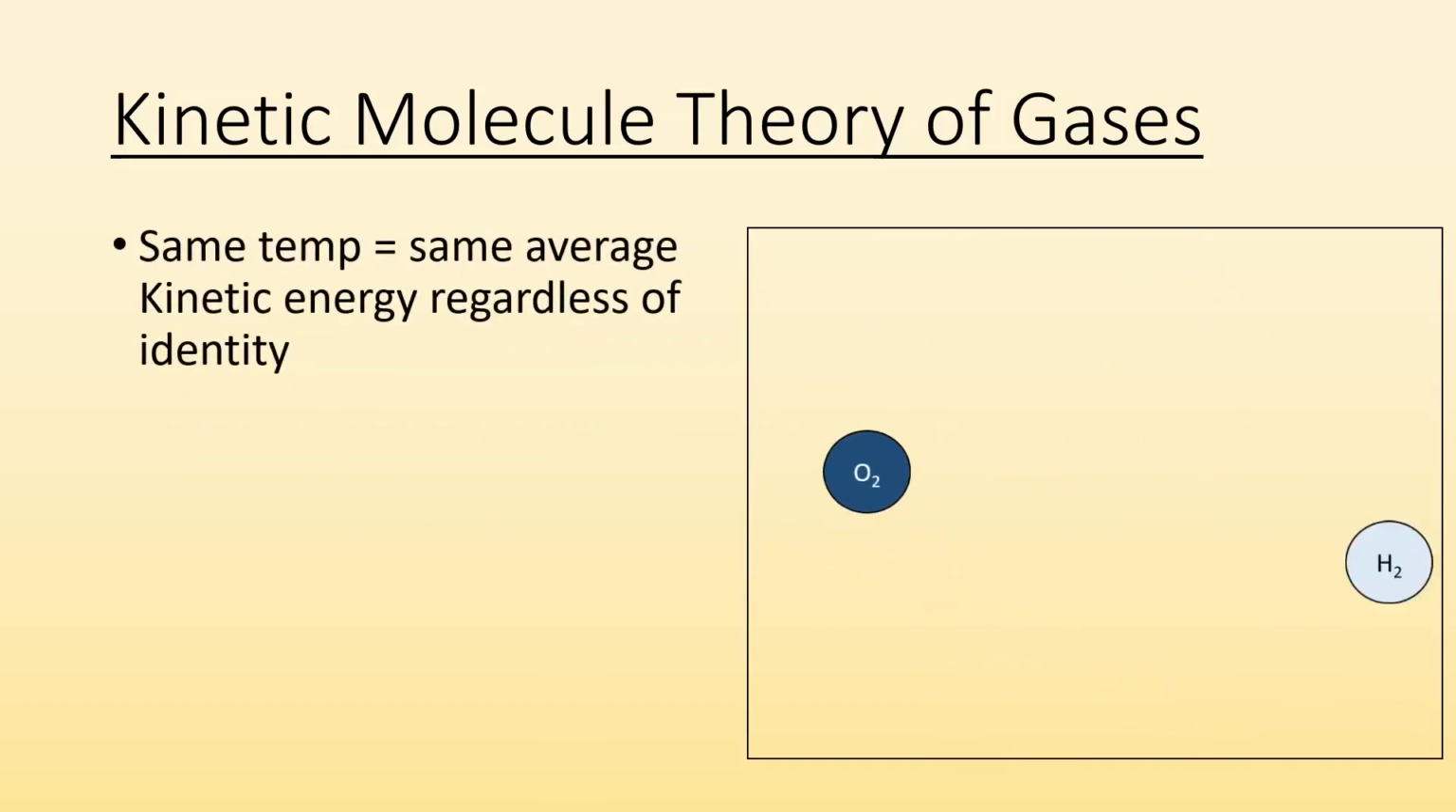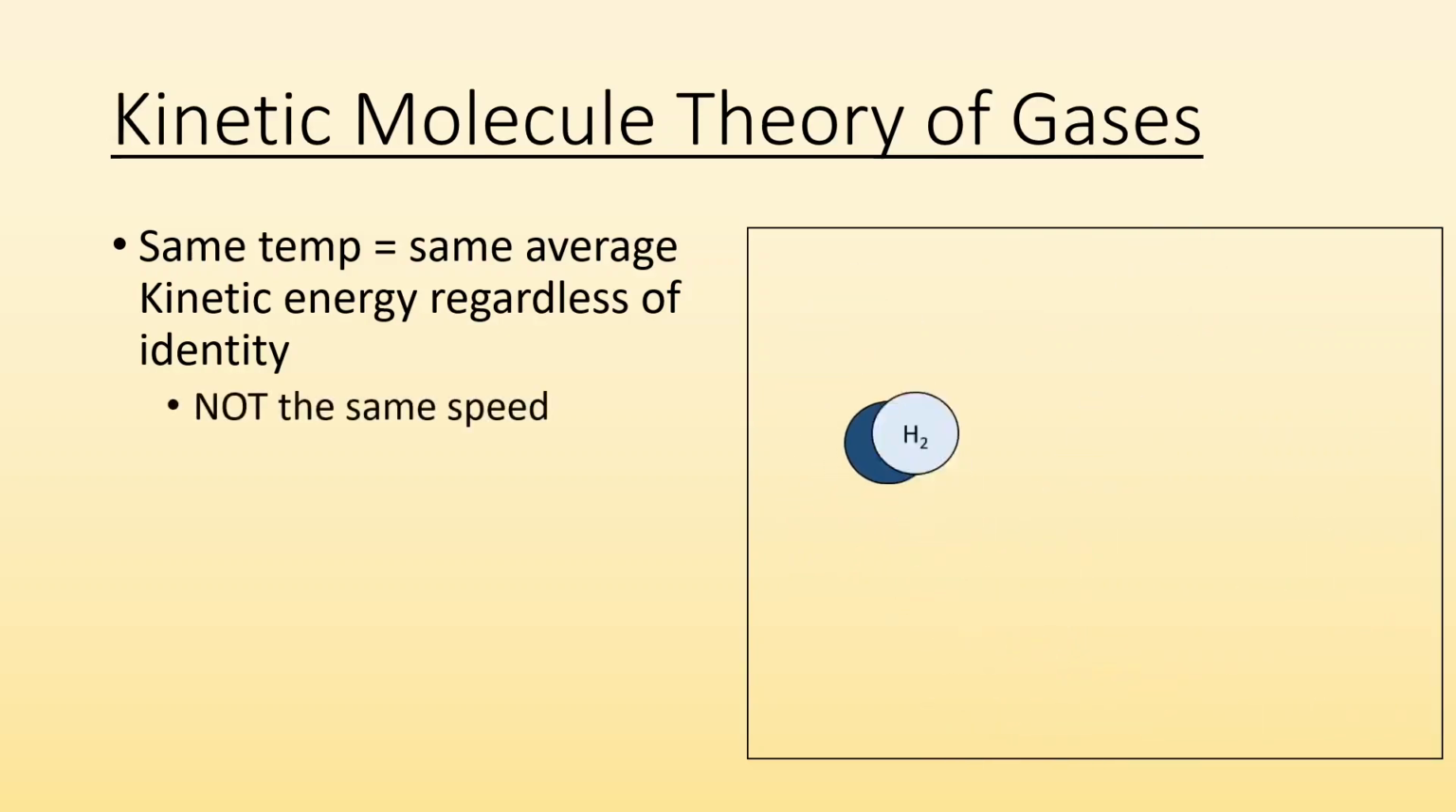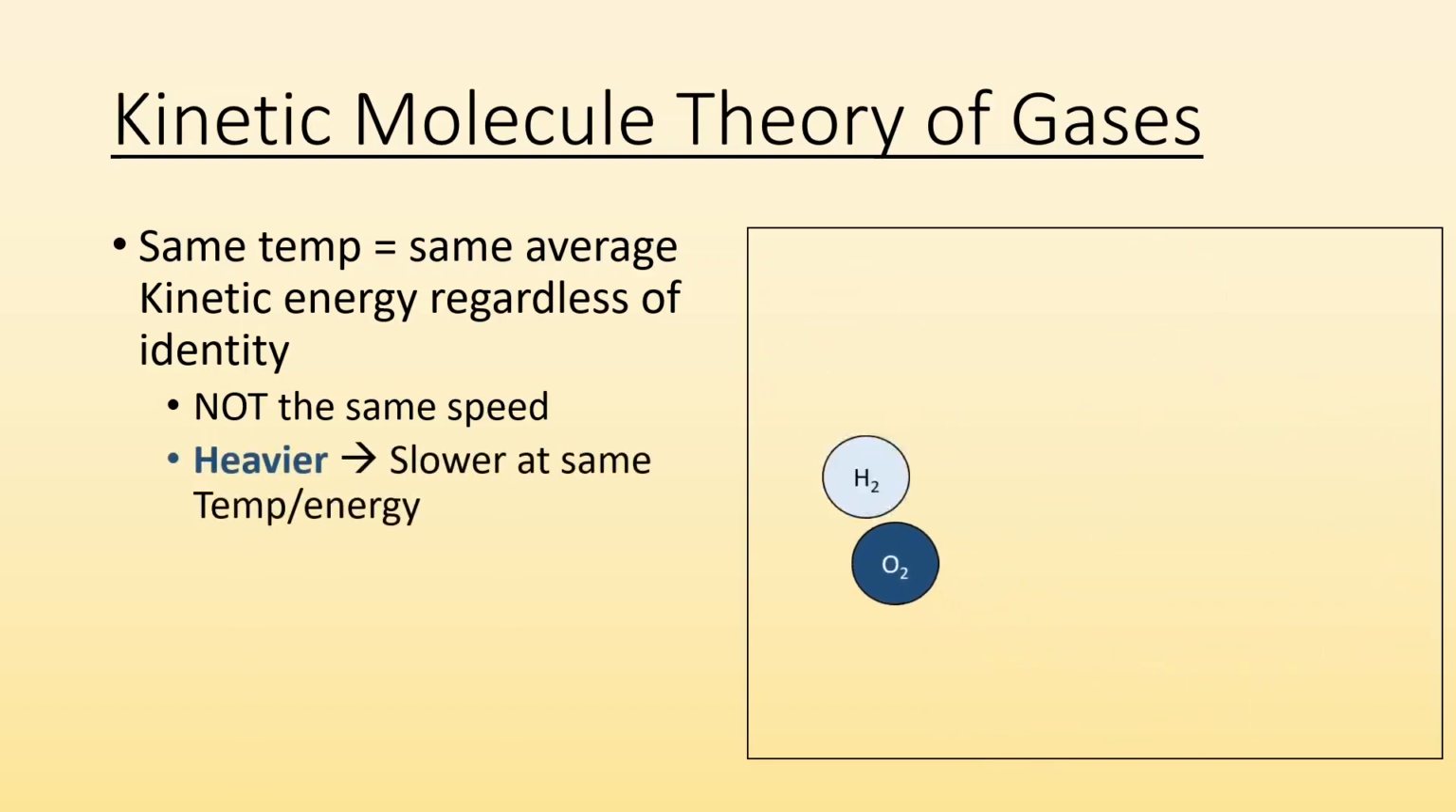All right. Gas particles that are at the same temperature have the same average kinetic energy regardless of the identity. So it doesn't matter if I got this H2 molecule bouncing around or the O2 molecule bouncing around. If they have the same temperature, they have the same average kinetic energy. That doesn't mean they have the same speed though. Heavier means they're going slower at the same temperature or energy. If I put X amount of energy into a golf ball throwing it and I put the same amount of energy into a bowling ball, the golf ball is going to move a lot quicker, right? Because it's lighter.